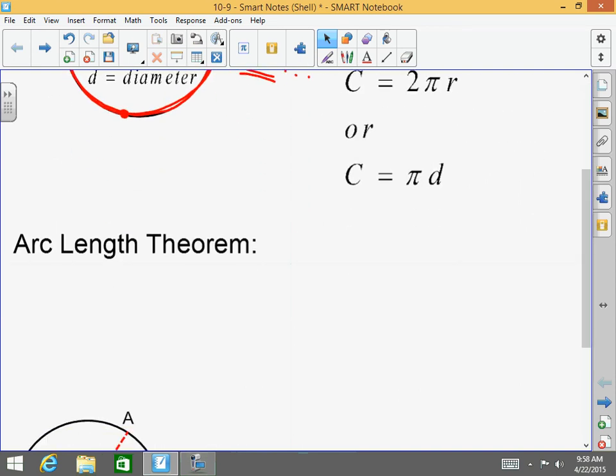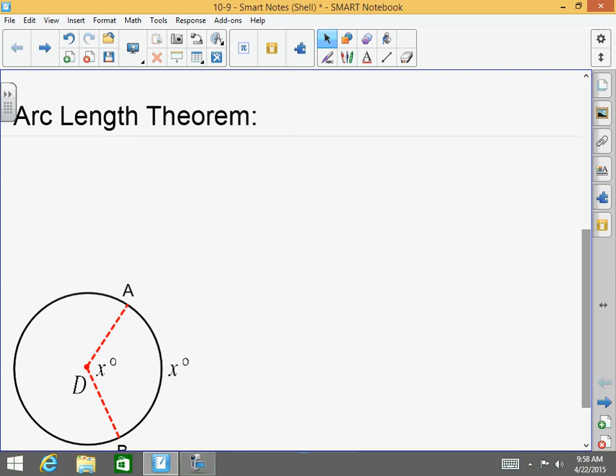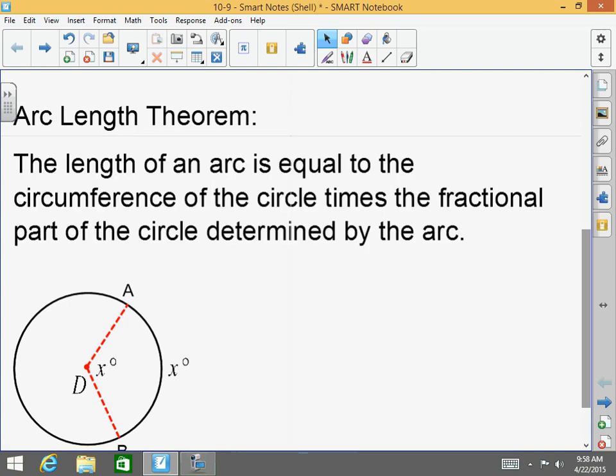So, using circumference, we can find what's called arc length. Please remember, guys, there's a big difference between arc length and arc measure. Arc measure is this straight up. The central angle equals the degree measure of the arc that is directly opposite of it. That's arc measure.